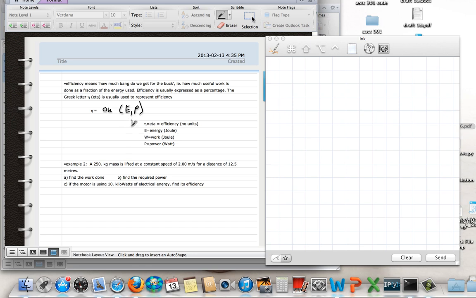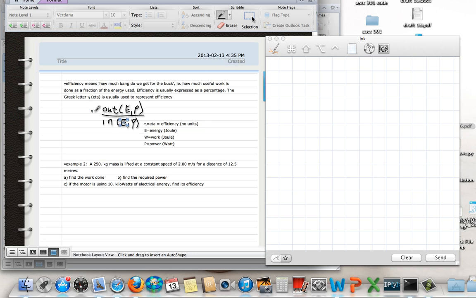For instance, we put a certain amount of food energy into our bodies and we get out useful work. We put a certain amount of gasoline energy into our cars and we get out a certain amount of useful work. The efficiency is the ratio of those two, and it's usually expressed as a percentage.